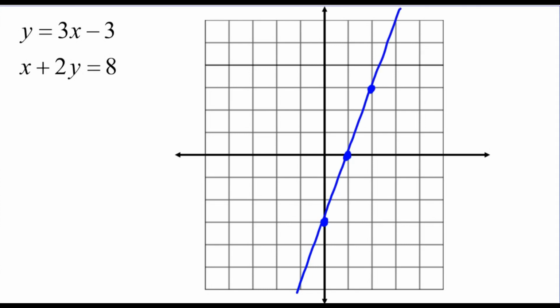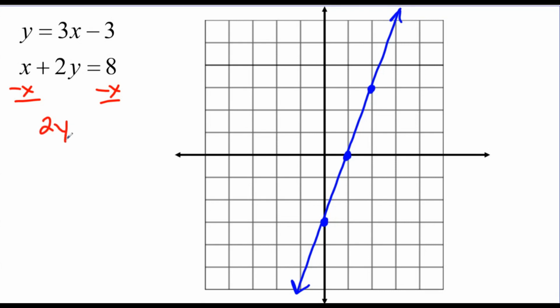Then you may have noticed that the second equation is not in slope-intercept form. So if I want to graph this using slope-intercept form, then I need to change this to get it into slope-intercept form. It really doesn't take much to do that. I've got to get rid of the x on this side of the equation because, remember, I want to get y all by itself.